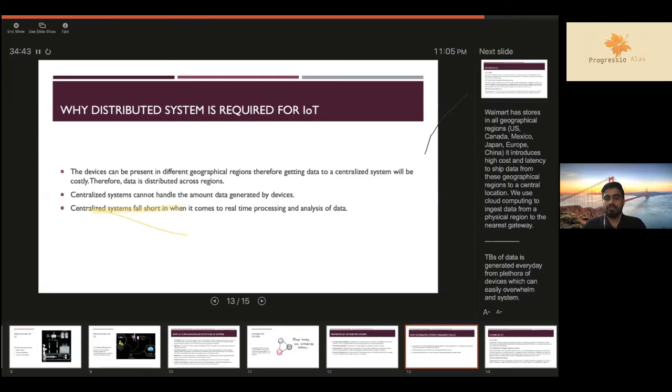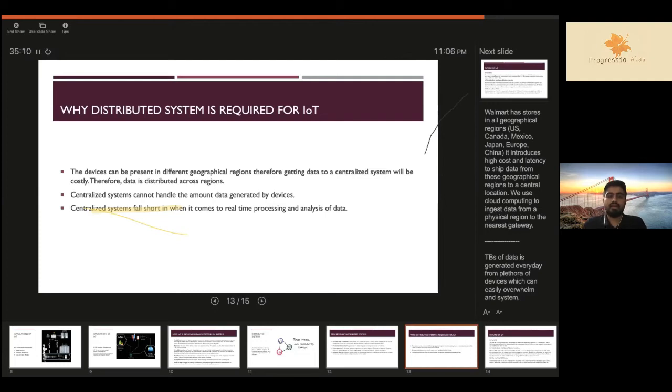So you can easily send data from, say, China to the nearest computing zone or to the nearest computing region, that would decrease the cost, and that would again have your data distributed across multiple regions. That is one major reason why we need distributed systems.